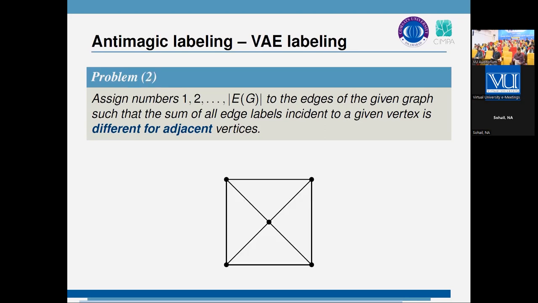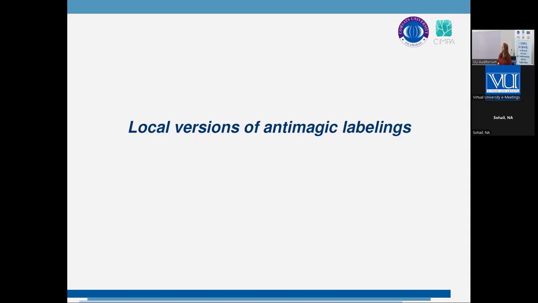Okay, so here we have a graph and how to find such a labeling? I hope it is easy to see that the previous labeling had this property: all vertices have distinct weights, so also adjacent vertices have distinct weights. But our question is whether we can do it in another way, with an assignment where some weights of vertices will be the same, but only for vertices that are not adjacent. So this leads to the concept of local antimagic labeling.